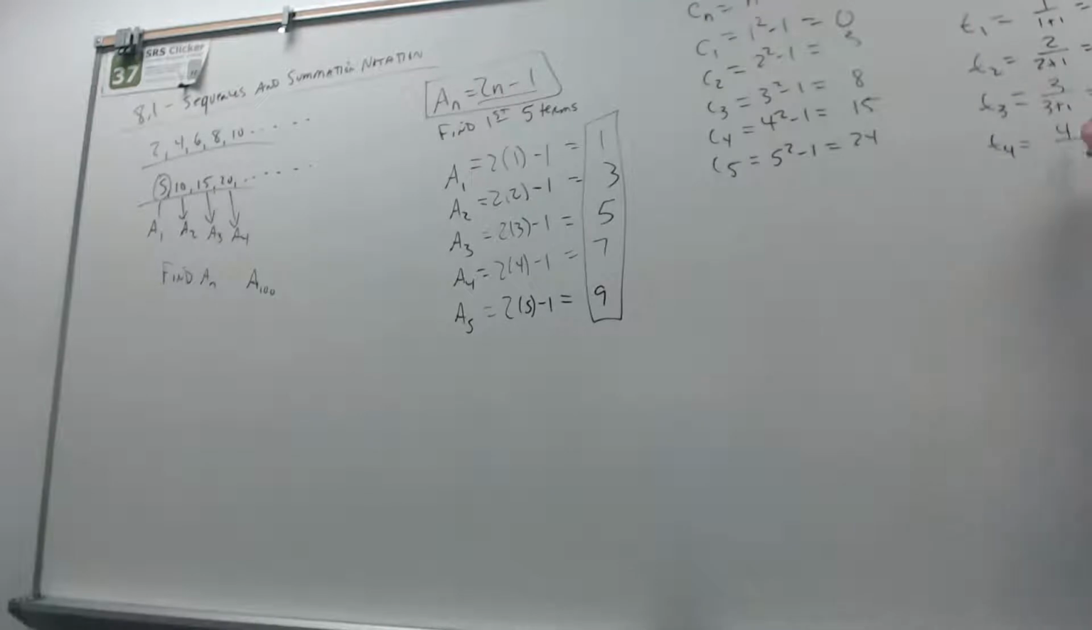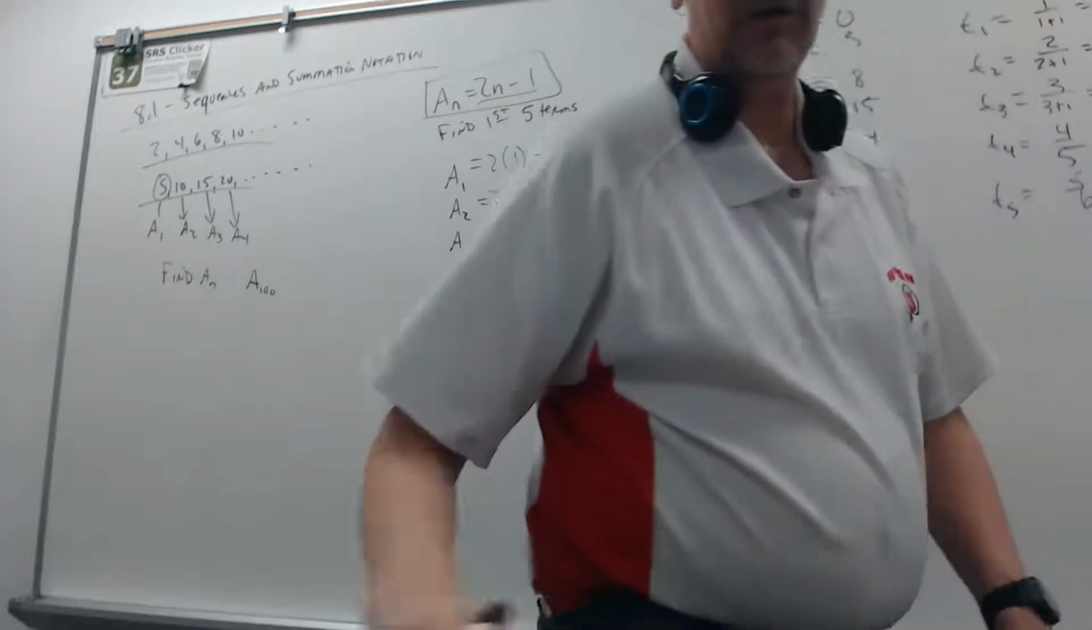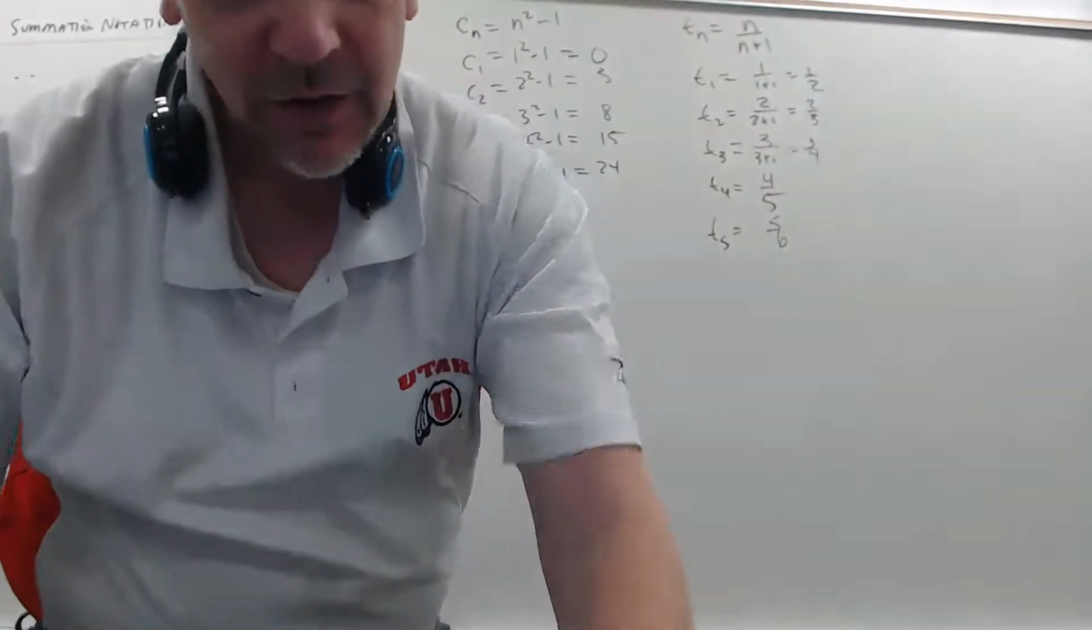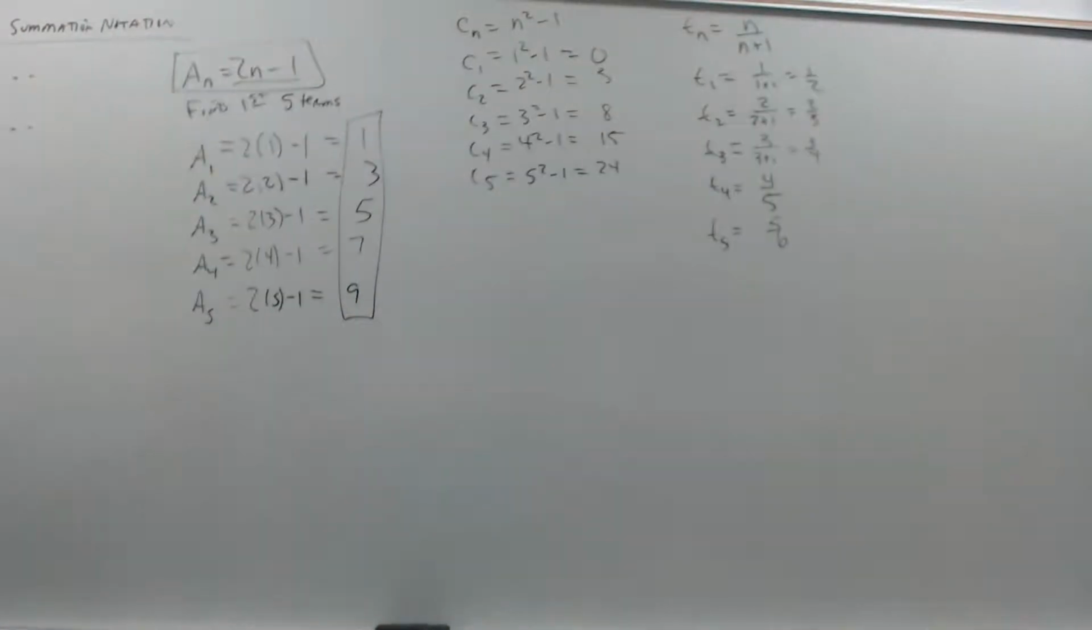4/5. We're going to dispense with the easy stuff. T sub 5, Berkeley. 5/6. Okay. These aren't too bad. How about one more? Oh, I'm off the screen. You guys are supposed to warn me about that. Okay, here we go.